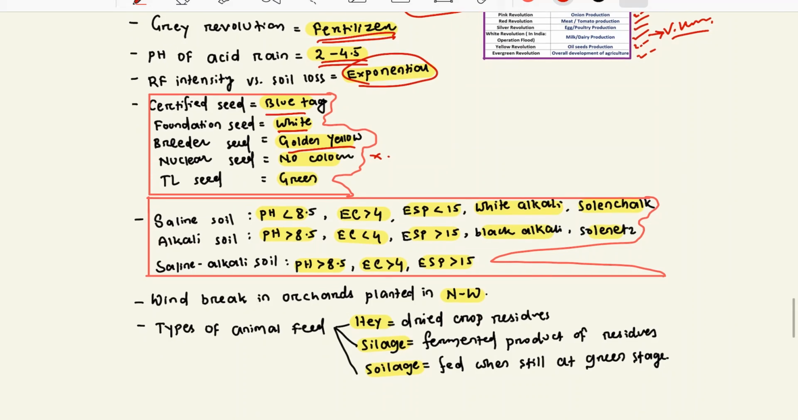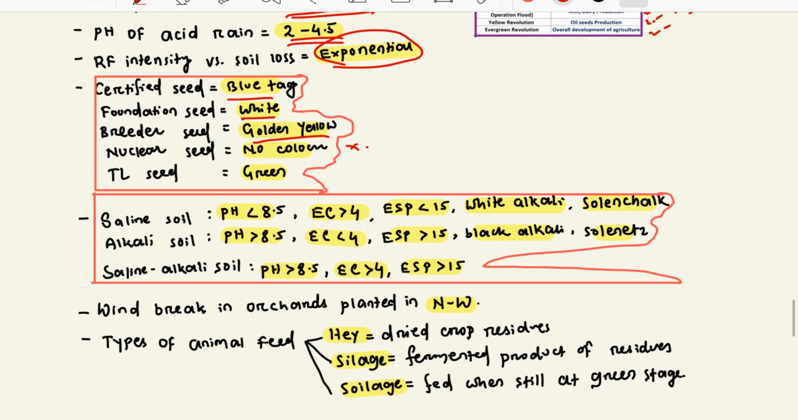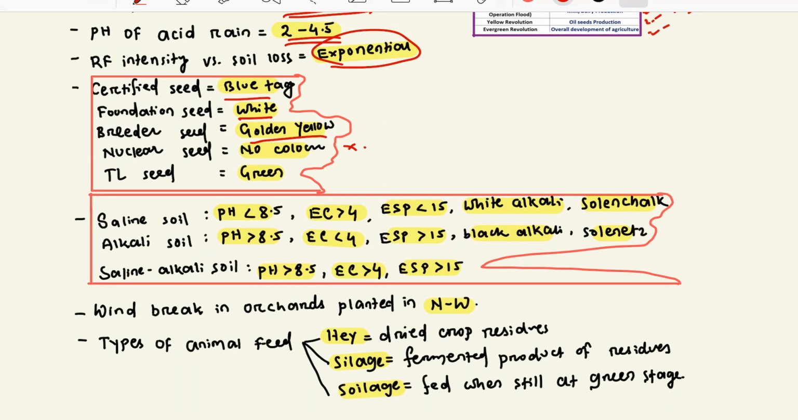There are different types of problematic soil, mainly divided according to soil reaction. They are mainly divided into two types. One is acidic soil, another is alkaline soil. Alkaline soil is mainly divided into saline soil, then alkali soil, then saline alkali soil.